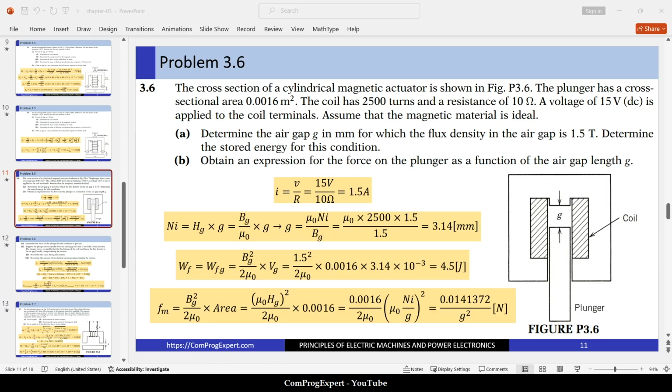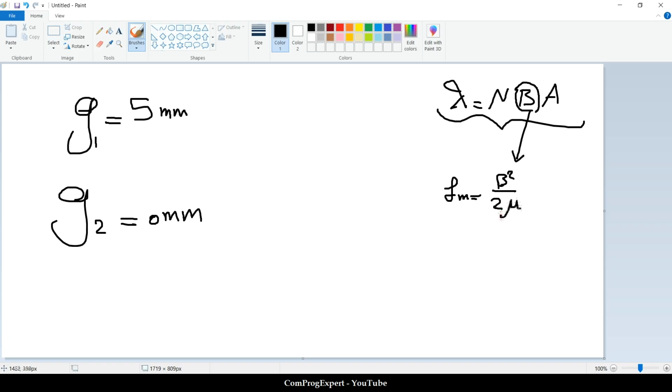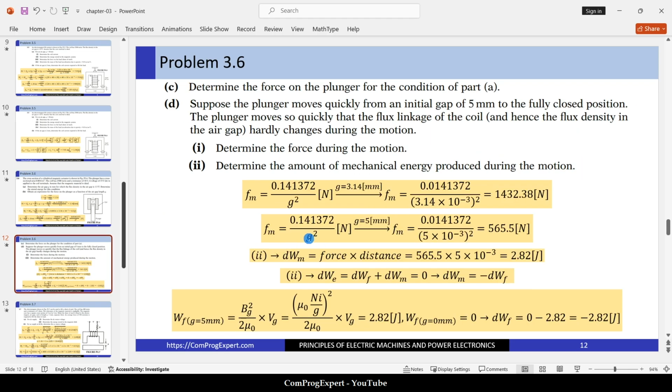Yes, you know that the flux linkage is N B A. Because this is constant, the B is constant. B is constant, Fm is equal to B to the power 2 divided by 2 times mu 0 times the area. B is constant, the force is constant. So we can calculate the force using this equation again by setting the value of the gap equal to 5 millimeter.